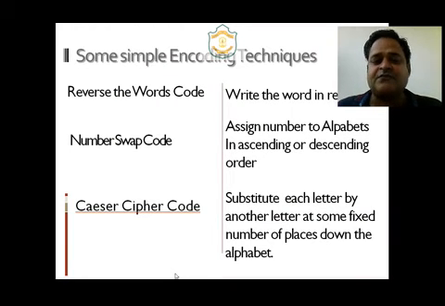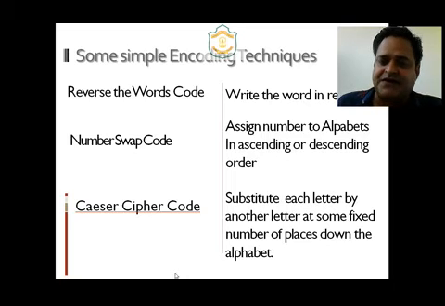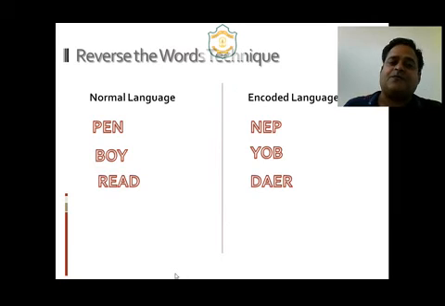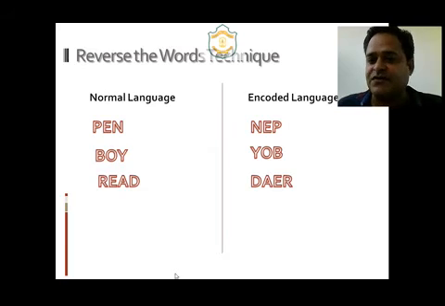First, there are 3 types of methods: reverse word, writing the words in reverse; number swap code, assigning numbers to alphabets in ascending or descending order; and Caesar cipher code, substituting each letter by another letter at some fixed number of places down the alphabet. So these are the definitions of these codes. Now I am going to explain each one with examples. As given in the book, I have used the same example.